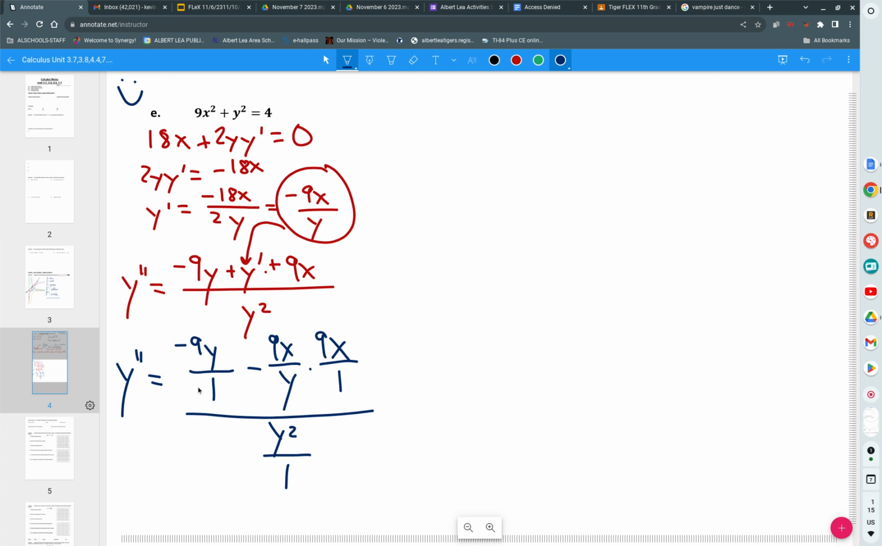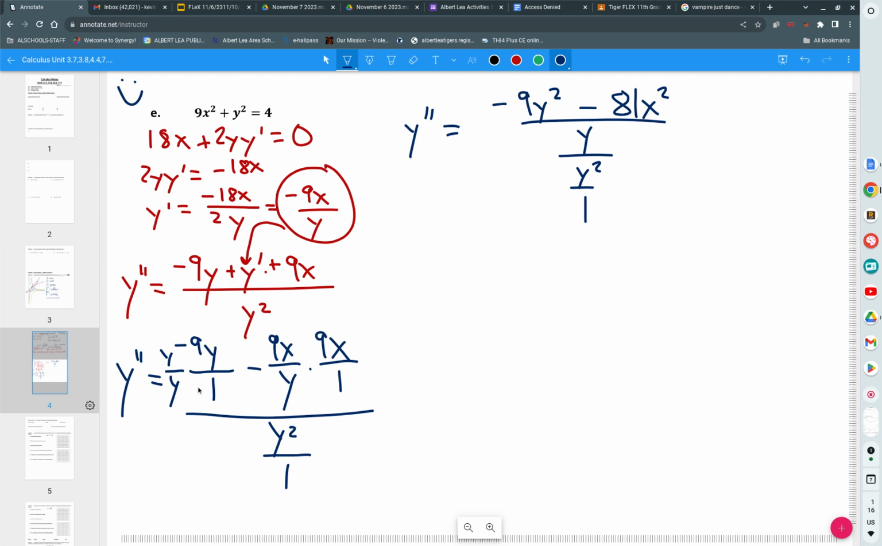So we've got to simplify this. Thoughts on what you want to do first? Yeah, common denominator, so we'll multiply top and bottom here by y over y. And so I get y double prime is equal to negative 9y squared minus 81x squared over y, 9x times a 9x. Y is my denominator, good. Over y squared over, good. So I have one fraction at the top, I have one fraction at the bottom.